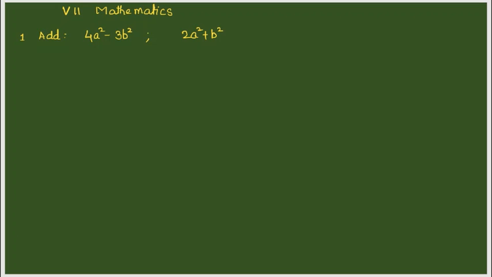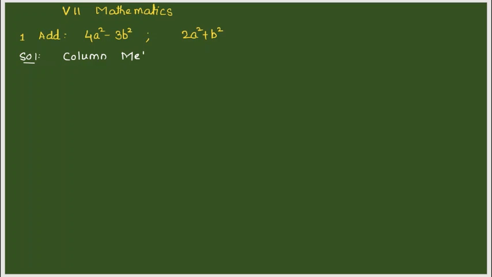Okay children, now let us see one more addition problem in algebraic expression chapter. So here it is asked to add two expressions. Those are 4a square minus 3b square and 2a square plus b square. So this can be added by using two methods, column method as well as horizontal method. First let us see in column method how can we add.